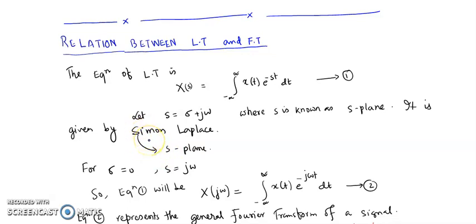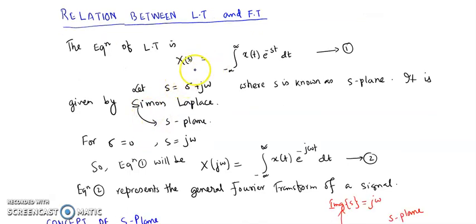Okay. So now in this equation 1, if you put sigma equal to 0, then for s equal to sigma plus j omega, sigma 0 means s will be equal to j omega. So equation 1 can be rewritten for sigma equal to 0 as X of j omega, instead of s we are writing j omega. We are replacing s equal to j omega in equation 1.